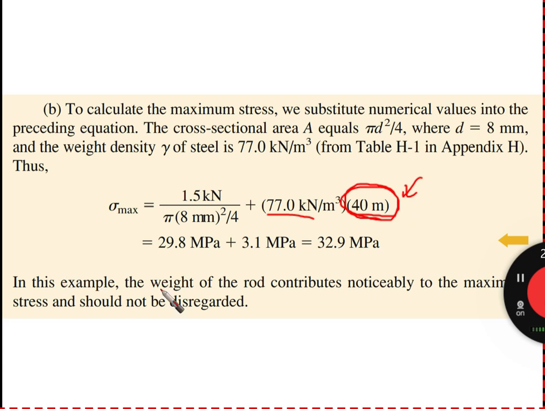So when you think about it, you're going to find that here the weight of the rod contributes noticeably to the maximum stress and should not be disregarded, because this is the part that is added due to the rod itself. It is 3.5, almost 10%, so it is not negligible here, and we need to consider it. So this is the meaning of requirement number B.